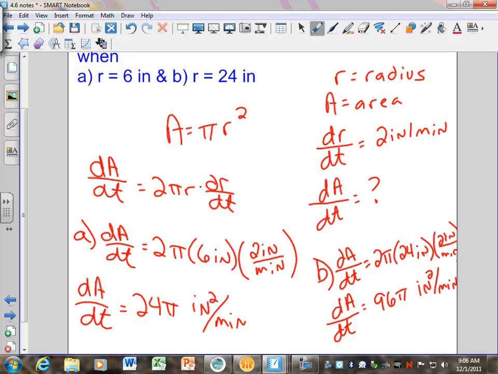So that's not the area of that circle, it's just the rate at which it's increasing when the radius is increasing. Does that make sense of what we're finding here?